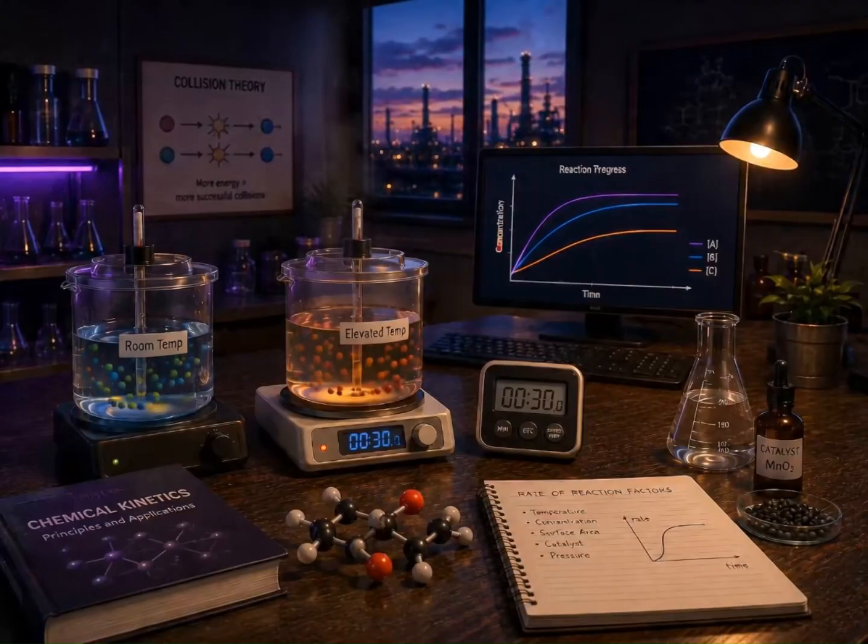The chemical substance may be the same, but the rate can be very different. Now we come to catalysts. A catalyst is a substance that increases the rate of a reaction without being consumed overall. A catalyst provides an alternative reaction pathway with a lower activation energy. Because the activation energy is lower, a greater proportion of particles have enough energy to react. This increases the number of successful collisions per unit time.